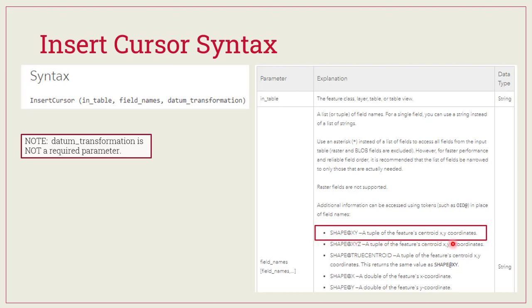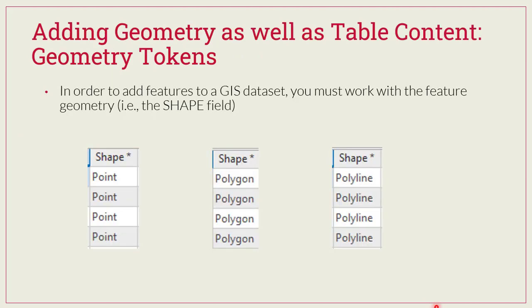So here I've highlighted the most popular geometry token, the one that we will be using in class, which is the SHAPE@XY, which allows you to add a new point feature to a data set. So it will contain an XY coordinate that you will be adding to your shape field in the data set. Before we move on further, let's talk a little bit more about the geometry token and how we use it to work with data geometry within ArcPy.